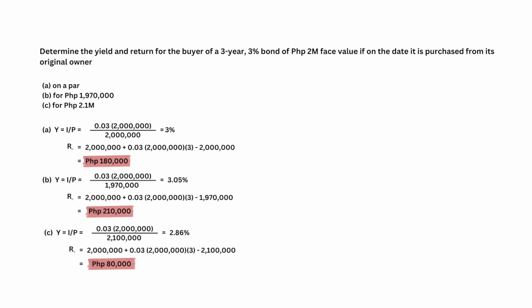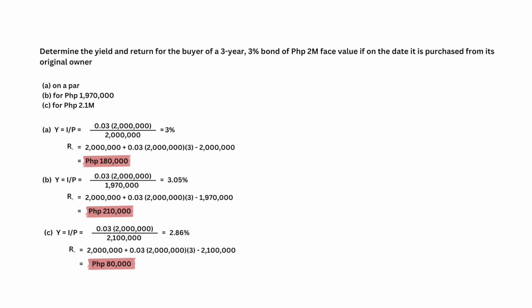That's the buyer's return. For letter B, we're just going to repeat the process, but the denominator to get the current yield will change to 1,970,000, which is the given for letter B. This will equal 3.05%. Next is to get the buyer's return. It will be 2 million plus 0.03 times 2 million times 3 minus 1,970,000, which equals 210,000 pesos.